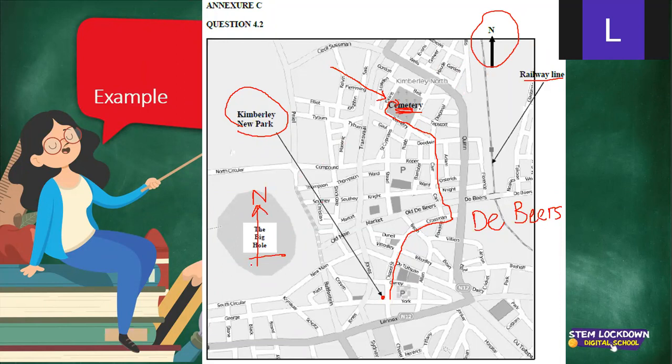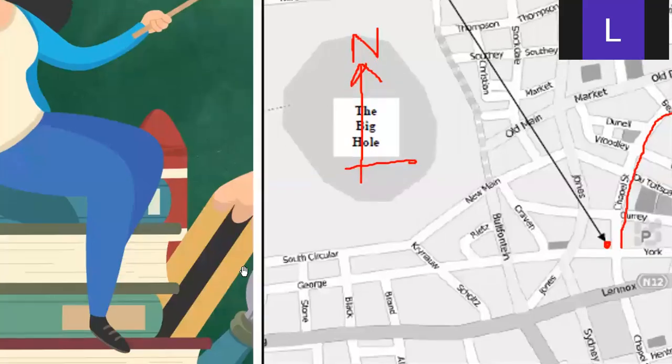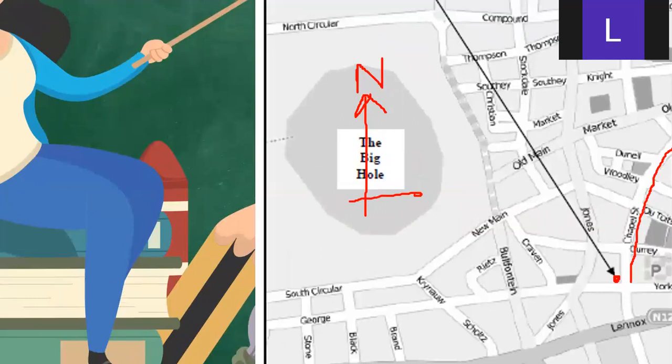And then they want to know the road that is south of your big hole. Which road is that? Which road is on the south of the big hole? If you find that road, please write it on your chat. Which road is on the south of the big hole? Okay, so in this case, the road that is on the south of the big hole.